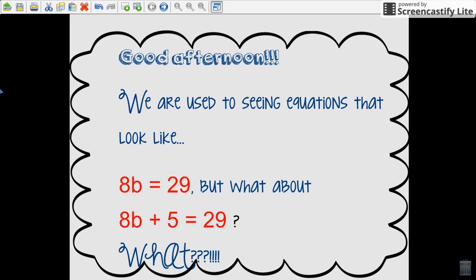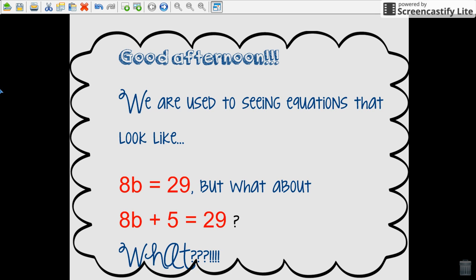I want to look at, all right, here we go. You ready? 8b plus 5 equals 29. Everything is the same with that second equation except for that plus 5. That's the only difference. I'm just inserting that plus 5 there. And so on the left, we now have 2 numbers to work with. We're going to talk about today, what do we do with those 2 numbers? Because I know I've got to get them away from that b and on the other side. But what do I do to do that?